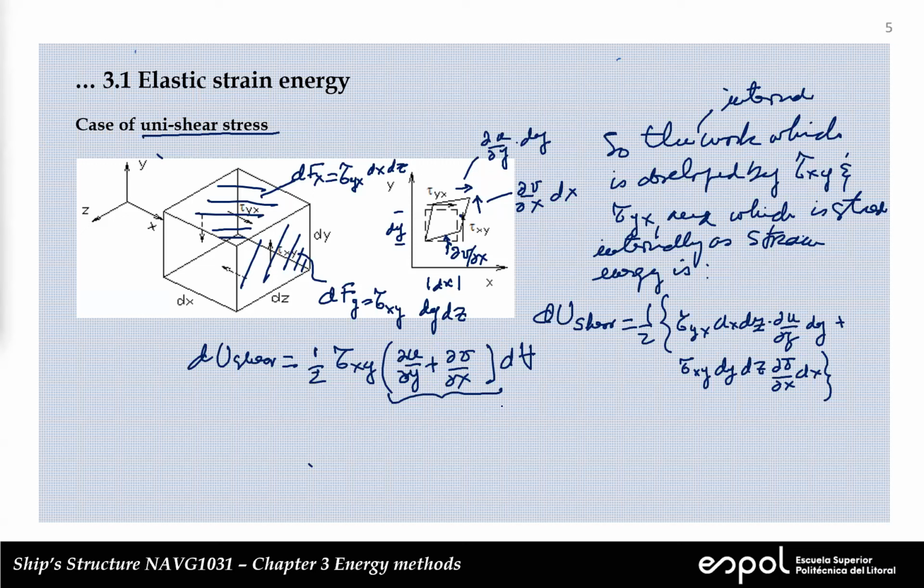Strain. Exactly, shear strain. This is shear strain, and this is what you measured a couple of weeks ago here in the lab. So this is tau, gamma xy, and it corresponds to this one. So we can say that this is equal to 1/2 tau xy gamma xy dV.